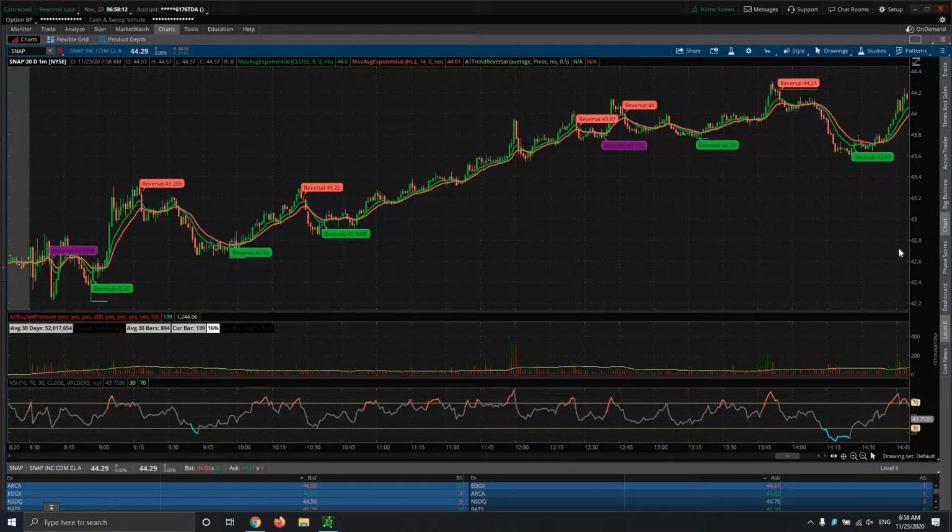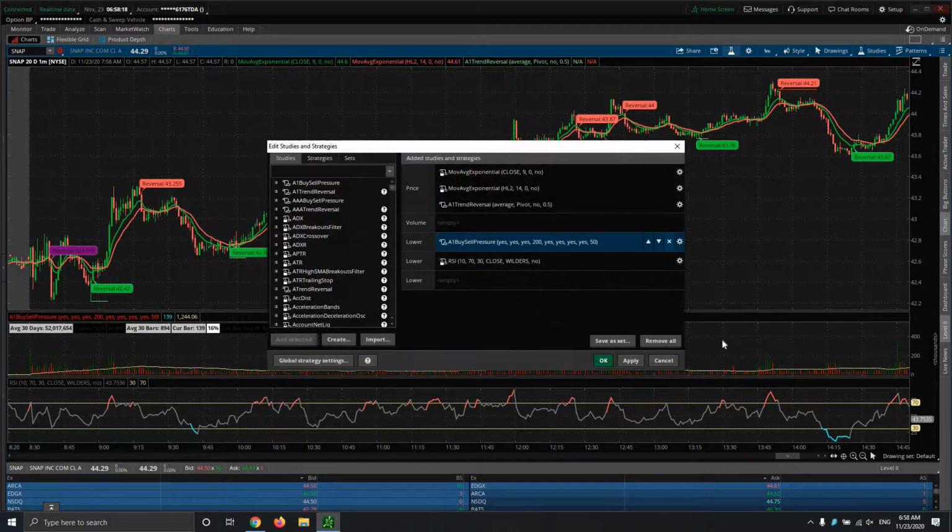So let's get started. First off, you'll notice that I have this green line and this red line. These are actually exponential moving average indicators that I combine together essentially into a singular indicator. What it means is I've got a close 9 length and a high-low 2 14 length.